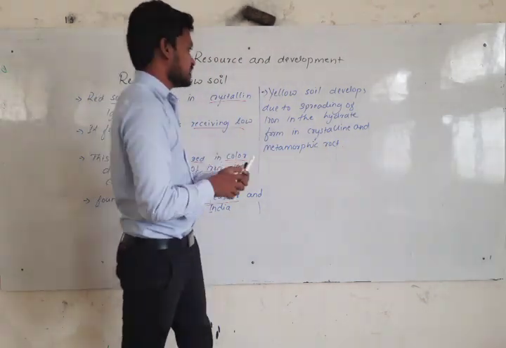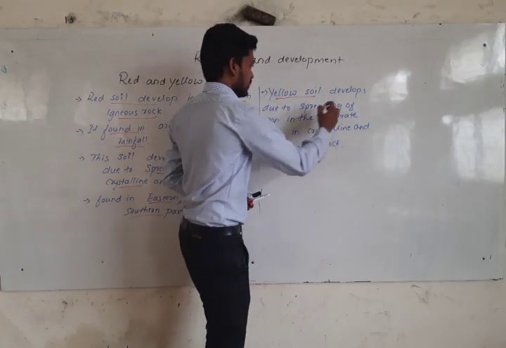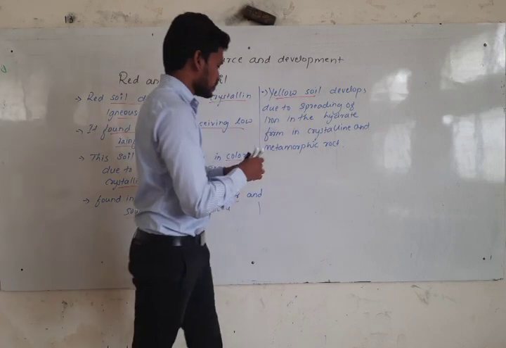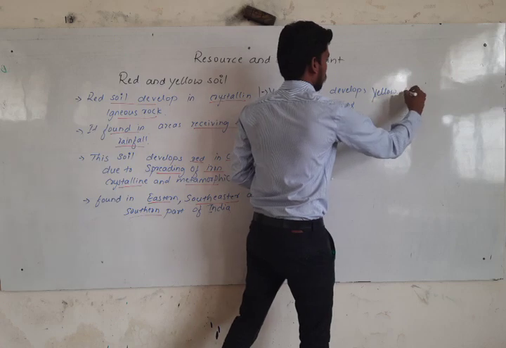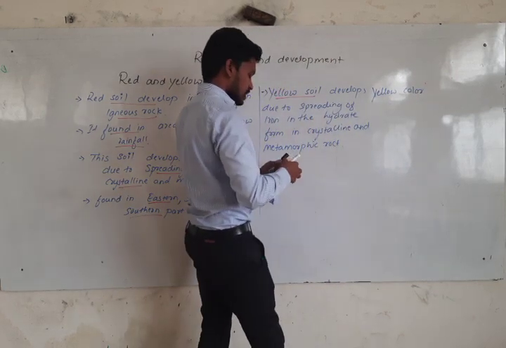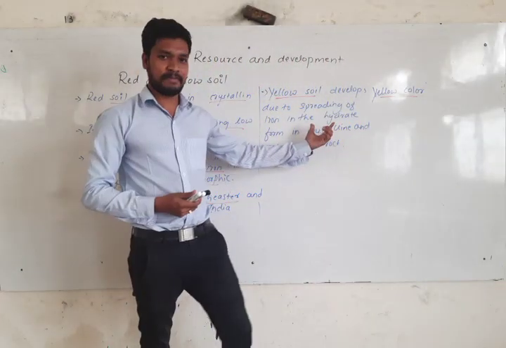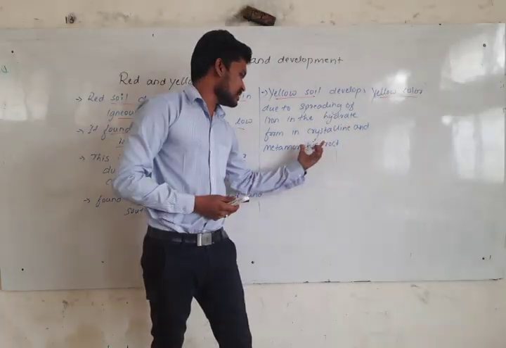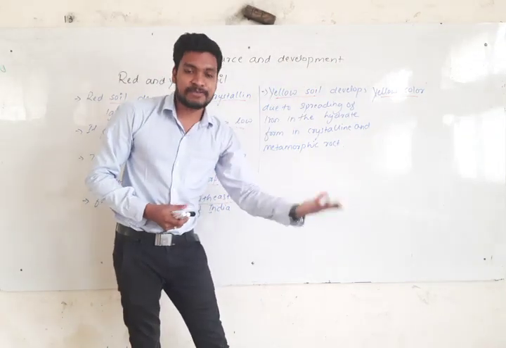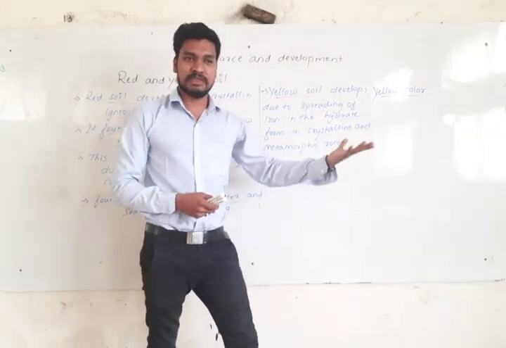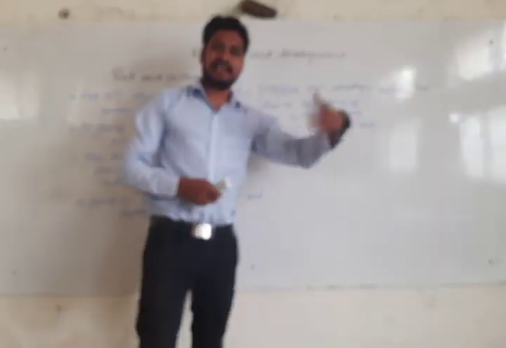So this yellow soil develops its yellow color due to the diffusion of iron oxide in the soil. What are those soils? Like the crystalline and metamorphic soil. This diffusion of iron will be in the hydrated form. It will have some water molecules, like moisture. It will be spread in the moisture, so that's the reason it turns yellow.